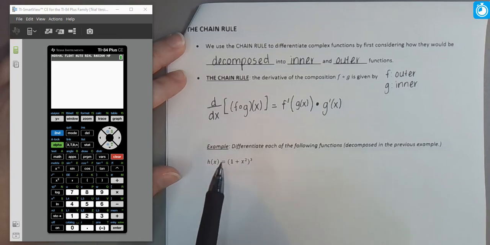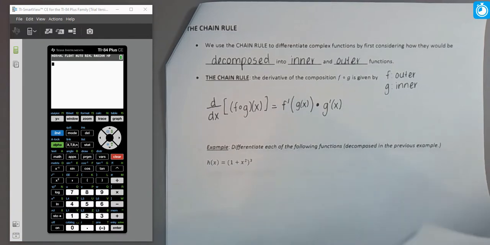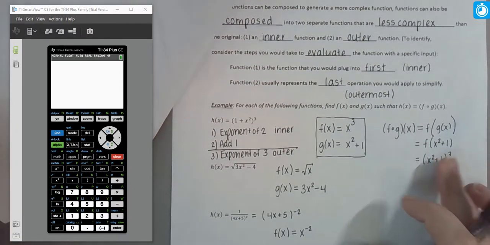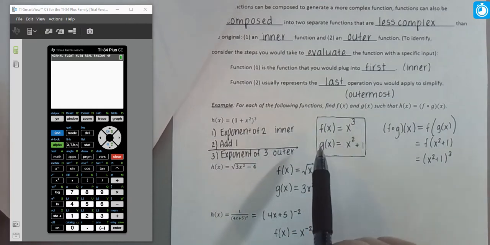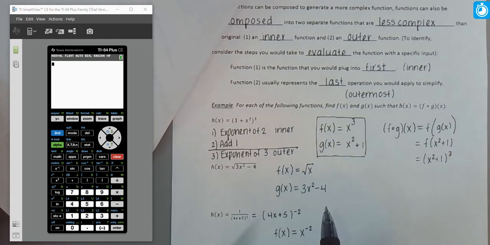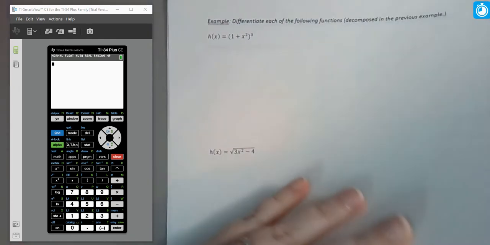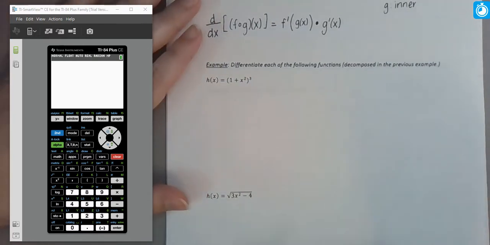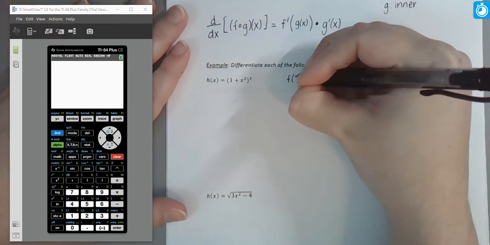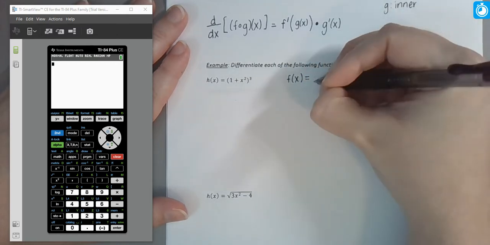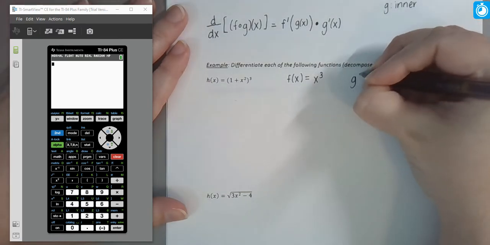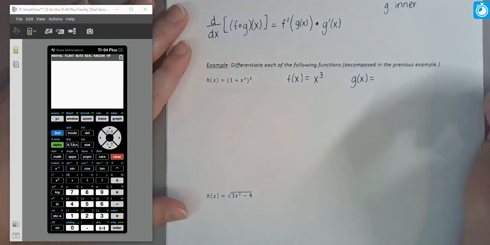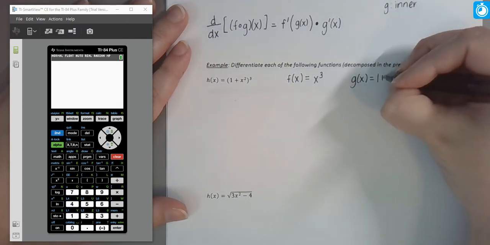So h of x is equal to (1 plus x squared) cubed. So this was the first function we decomposed. So let's go back and look at that decomposition. So we decomposed it into an outer function, x cubed, and an inner function, x squared plus 1. So I'm going to write my outer function and my inner function over here to the side. So f of x was defined as our outermost operation, the function that just applies that. And then g of x was defined as everything left over inside. So that's going to be 1 plus x squared.